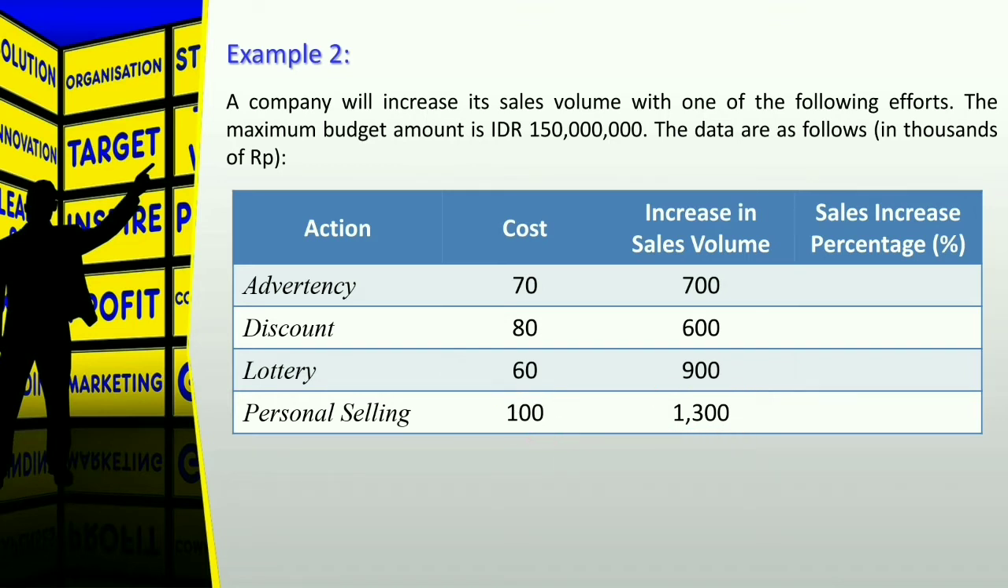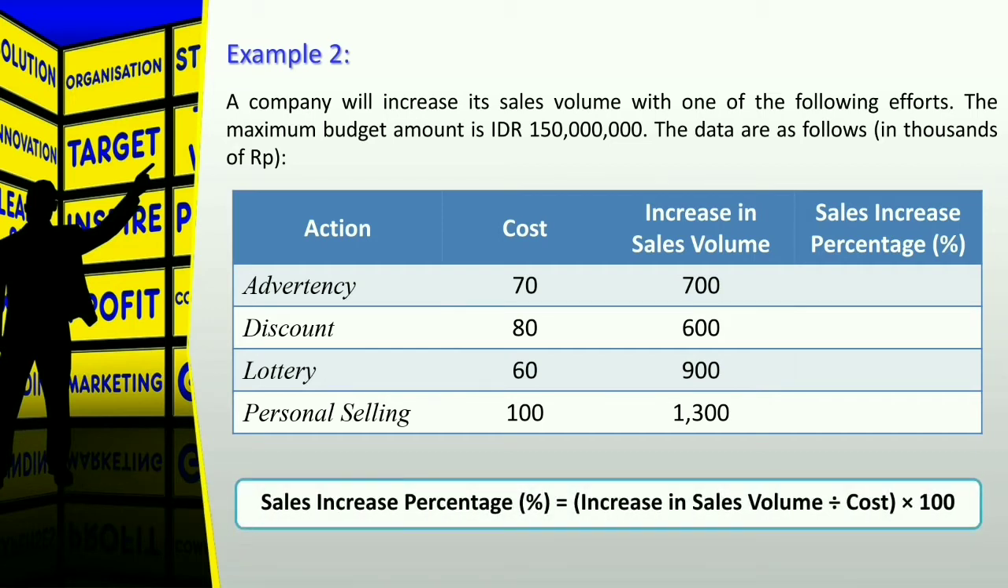So, to determine what action the company must take, the company must find the value of the sales increase percentage. To find this value, the company must use this formula. The formula is: sales increase percentage equals increase in sales volume divided by cost, then multiplied by 100. Okay. According to the formula, the sales increase percentage for advertising is 1000. The value of 1000 is obtained from 700 divided by 70 then multiplied by 100.